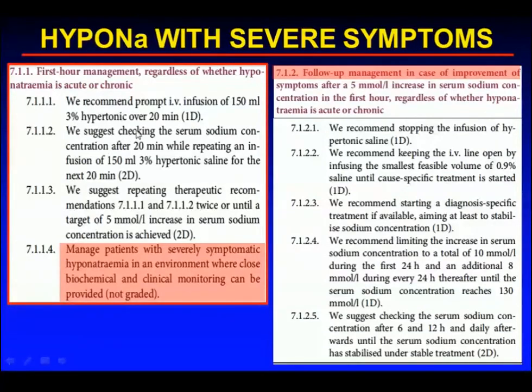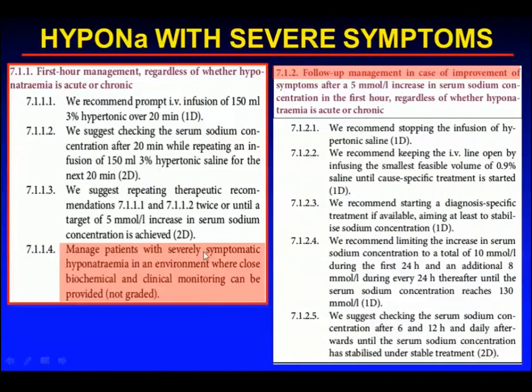And we suggest also to check the serum sodium concentration after 20 minutes and repeat a second bolus during the following 20 minutes. And we suggest also to repeat these recommendations twice until you obtain an increase of 5 millimole per liter of serum sodium concentration.